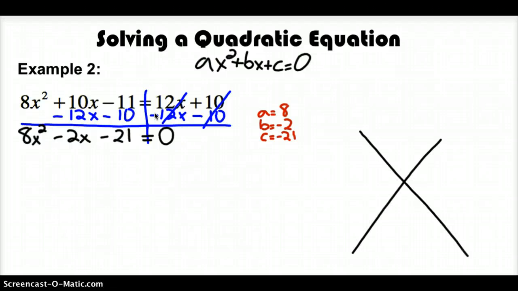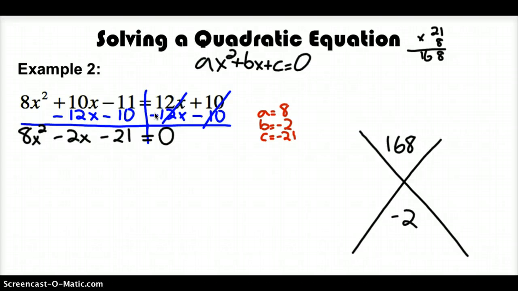These two numbers have to multiply to a times c. So they have to multiply to 8 times negative 21. I don't even know what 21 times 8 is, so let's figure that out first. I guess that'd be important. It looks like that's going to give us 168. So these two numbers have to multiply to 168, and then they have to add to our b value, which is negative 2.